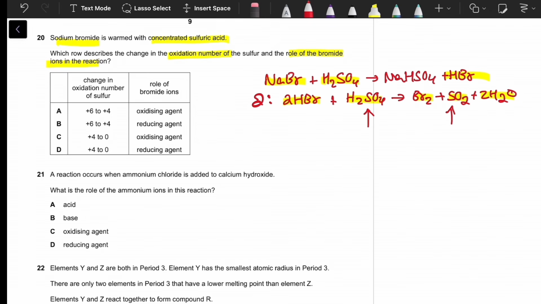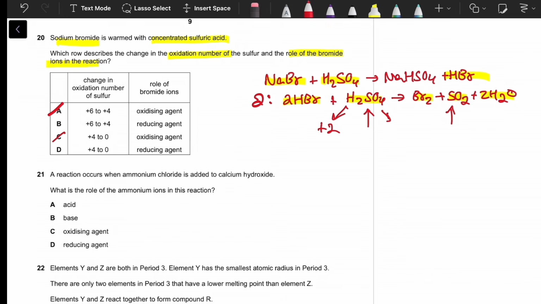Now, a known feature about bromide ions is they're reducing agents. I can already exclude options A and C, but we can even prove this ourselves. So if we take a look at sulfuric acid, we know that hydrogen atoms have an oxidation state of +1, and since there are two, that's +2 overall.